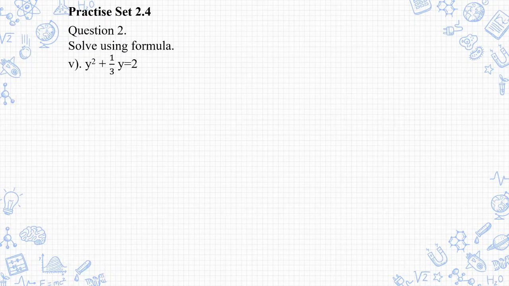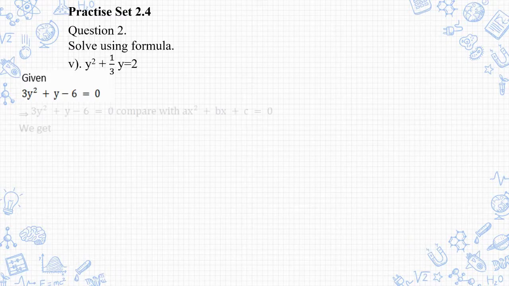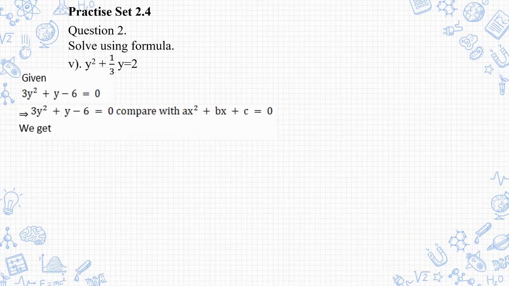We'll solve one more sum, and this is solved by using the formula method. y squared plus 1 upon 3y equal to 2. So this is just a little bit different. We have to write this in the normal form of a quadratic equation and solve it in the same way. So first, if you take the LCM throughout, you get 3y squared plus y minus 6 equal to 0. Now if you compare this with the general form, ax squared plus bx plus c equal to 0, you have a as 3, b as 1, and c is equal to minus 6.